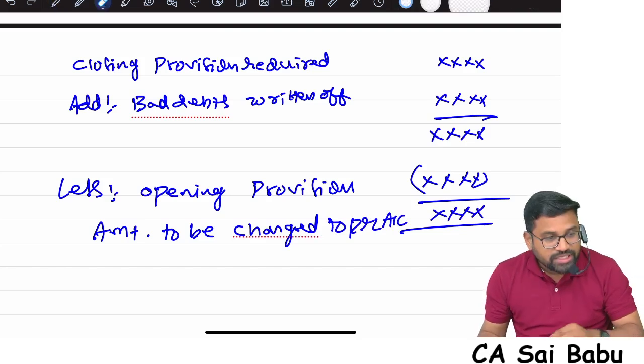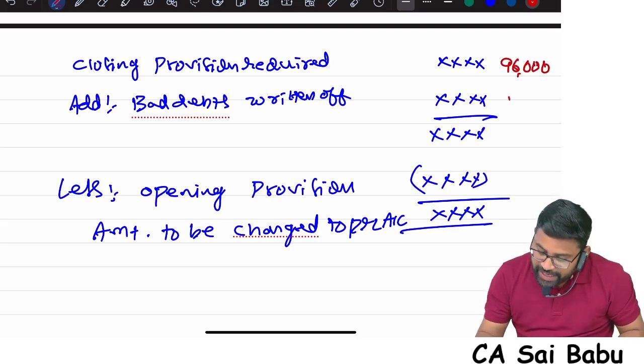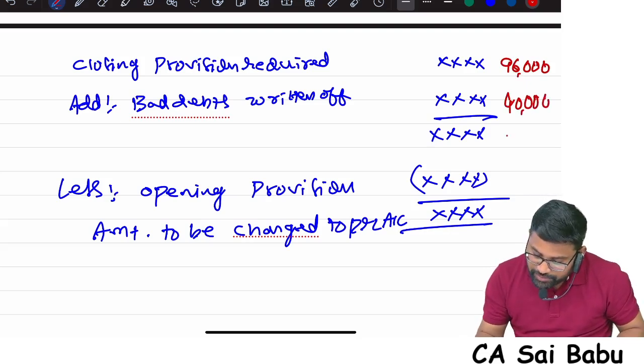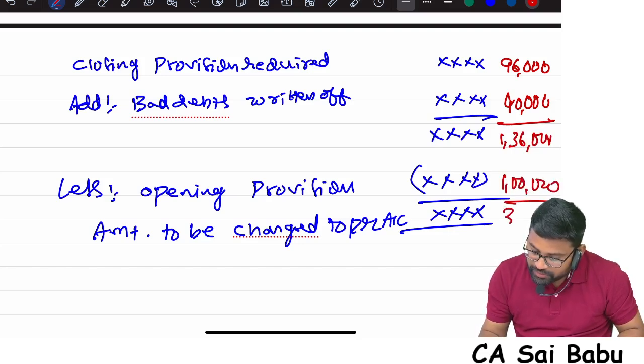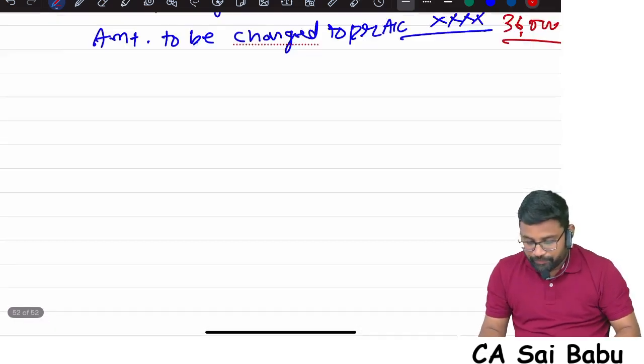See this. In the example I selected, what is the closing provision? 96,000. What is the bad debts adjusted? 40,000. What is the total balance? 1 lakh 36,000. What is the opening? 1 lakh. So how much provision is required? 36,000. That's it. Simple, na?